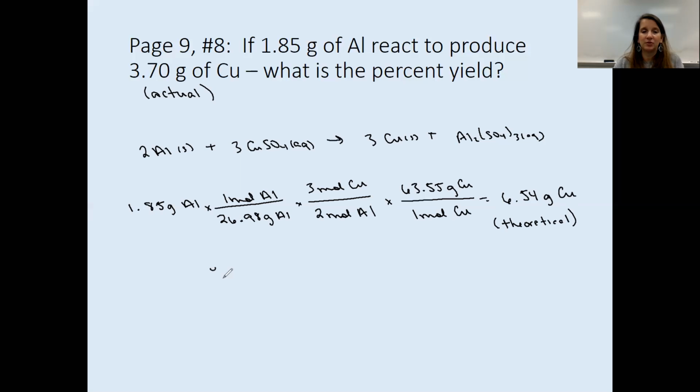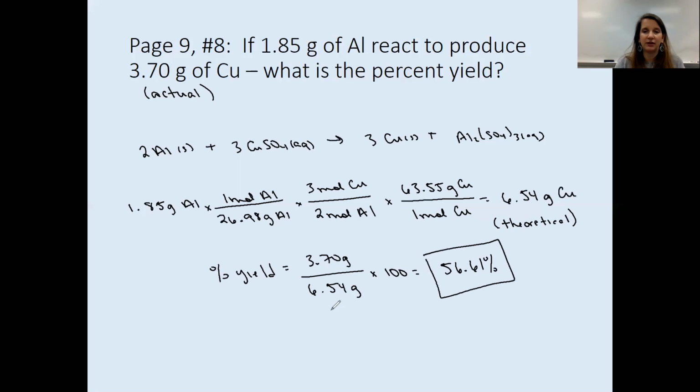So I'm going to find my percent yield. I take my actual yield given to me in the problem, 3.70, and divide it by my theoretical, 6.54 grams, times 100. And I would get 56.61. Now, if you get something a little different than me, it might be because I used the unrounded theoretical yield from the calculator instead of the rounded value. If your percents are a couple hundredths off, don't worry about that too much.